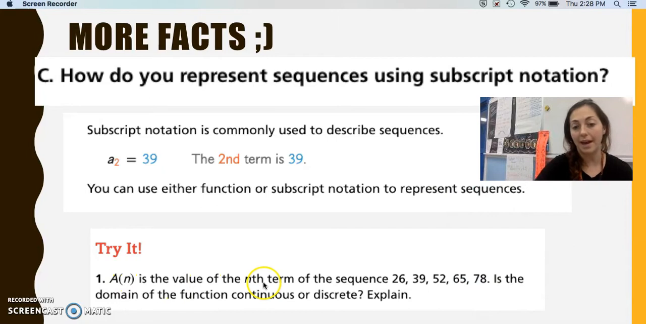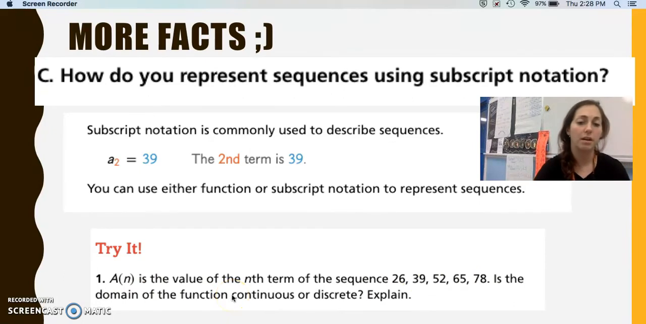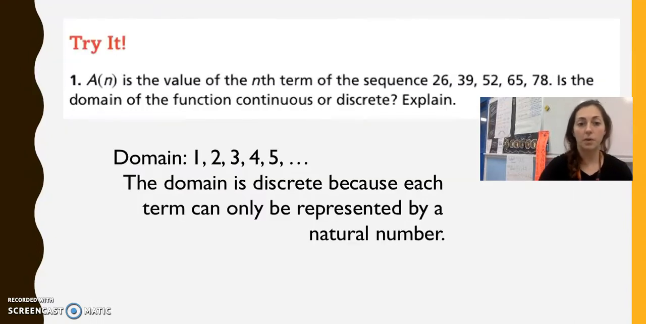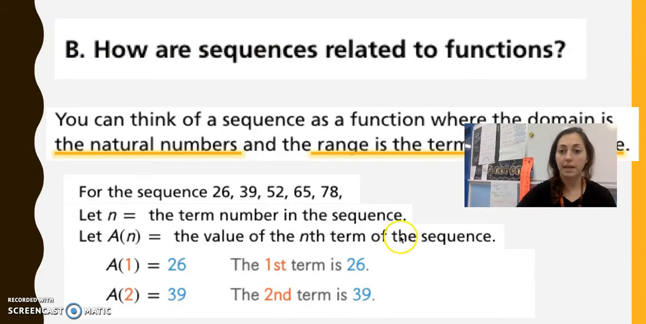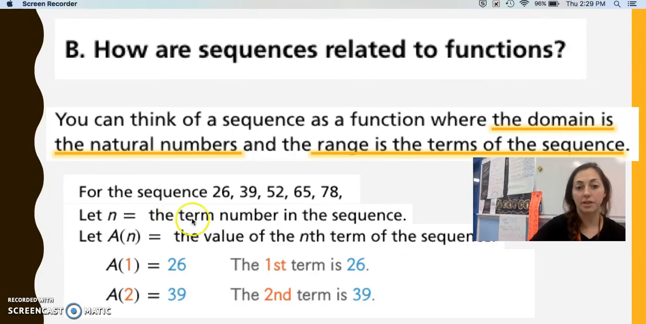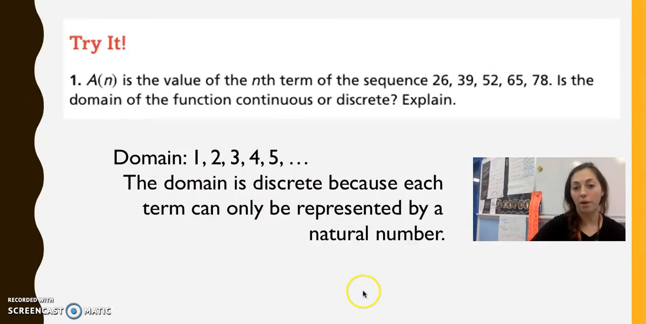A of n is the value in the nth term of the sequence 26, 39, 52, 65, 78. Is the domain of the function continuous or discrete? Explain. Pause the video and then hit play. So the domain of this function is 1, 2, 3, 4, 5, and so on. The domain is discrete because each term can only be represented by a natural number. Remember, we said the domain is the term in the sequence. So that's why it's just 1, 2, 3, 4, 5, and so on. You can't have 1.5 terms. There's no 1.5th number. It's just 1 and 2, the first and the second.